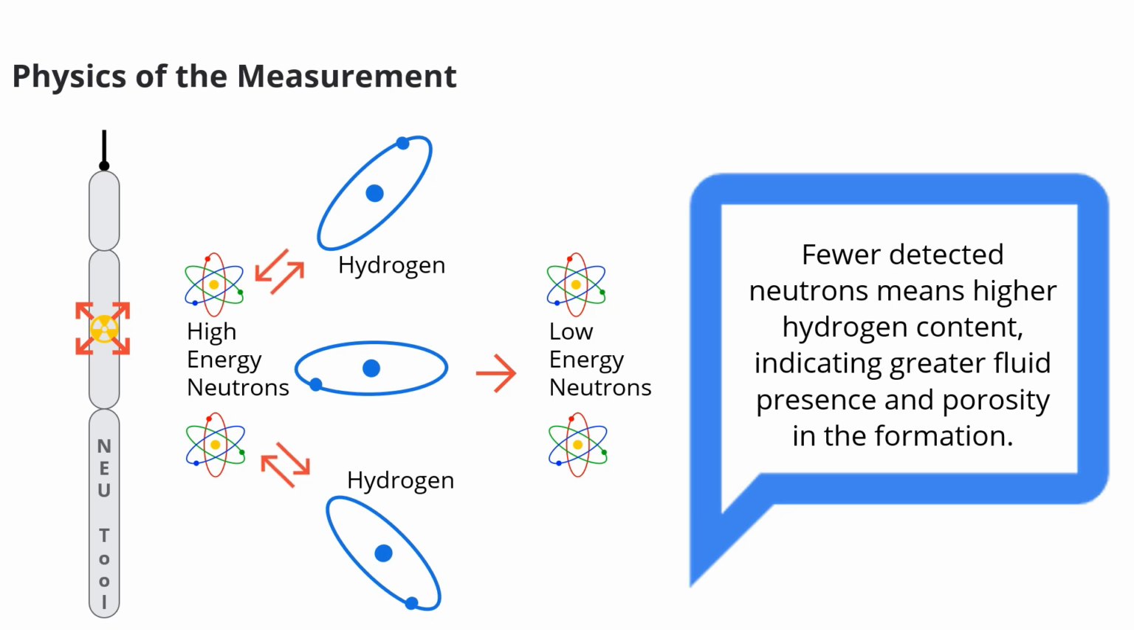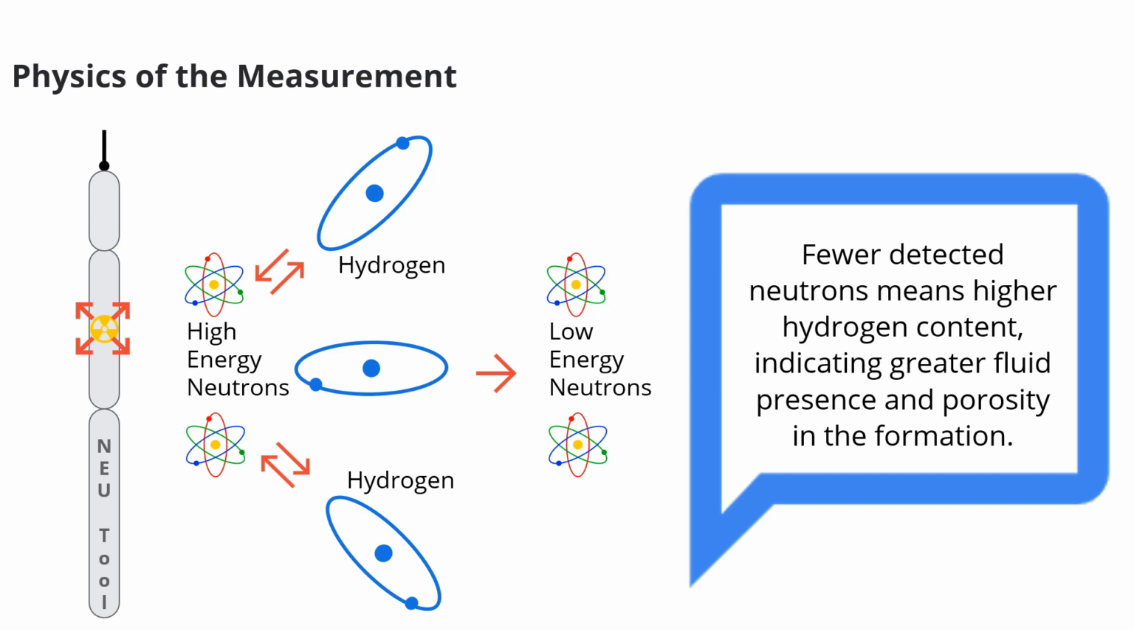Then a key player comes into play: hydrogen. Hydrogen atoms are particularly effective at slowing down neutrons because they have nearly the same mass. This is crucial because hydrogen is mainly present in fluids, oil, water, gas, that occupy pore spaces in a formation. As the neutrons lose energy and reach thermal levels, they can be detected by the tool's sensors. By the way, the tool typically has two detectors at different distances from the source to improve accuracy.